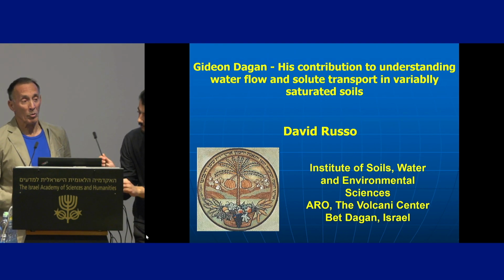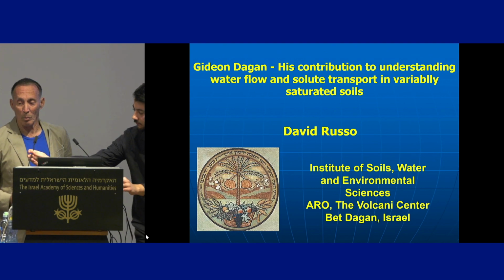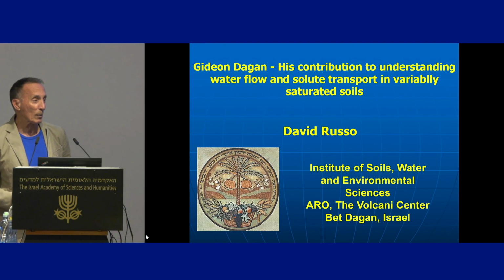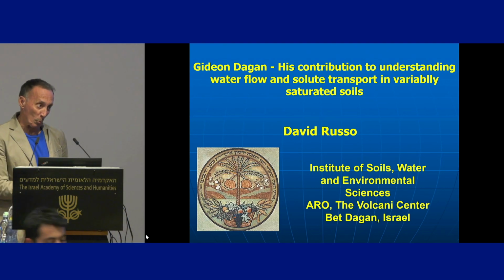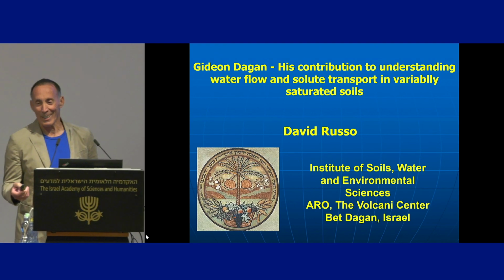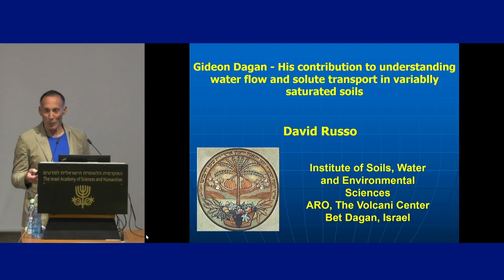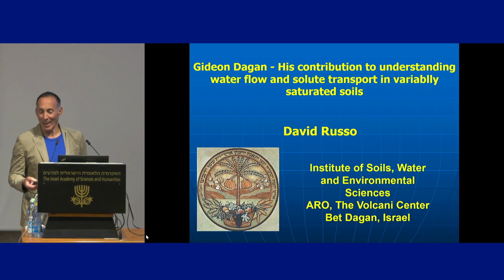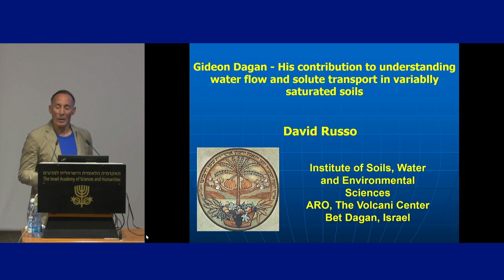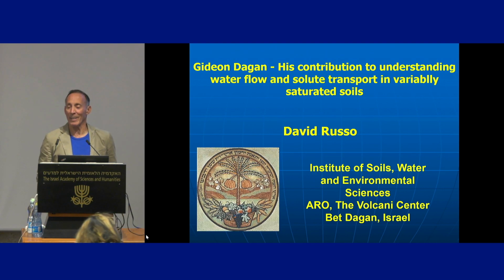I want just to say something to my colleagues, that Gedeon started with heterogeneity in the vadose zone before he wrote his very famous papers on transport in 1982 and went on with it in 1988.